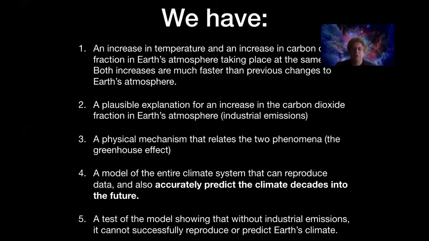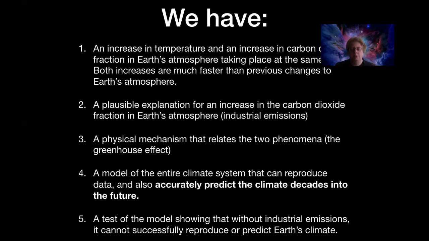We have a good reason to explain why carbon dioxide is increasing in Earth's atmosphere, which is that industrial emissions have started producing lots and lots of carbon dioxide, especially in the last couple of centuries, and we've seen that increase since then. We have a model of our entire climate system that can reproduce this data and can accurately predict the climate decades into the future. So we think we have a good handle on the physics of what's going on in our atmosphere.